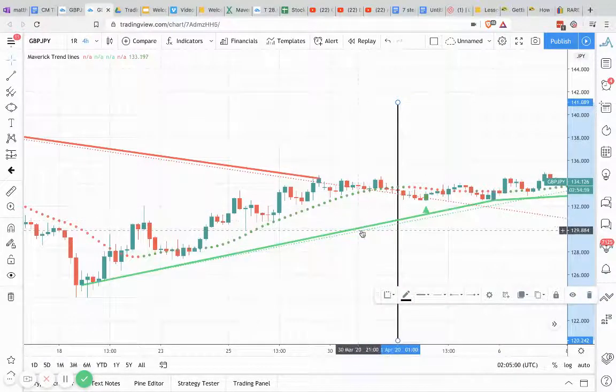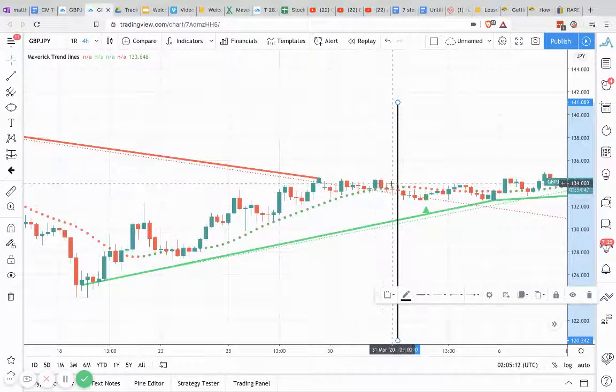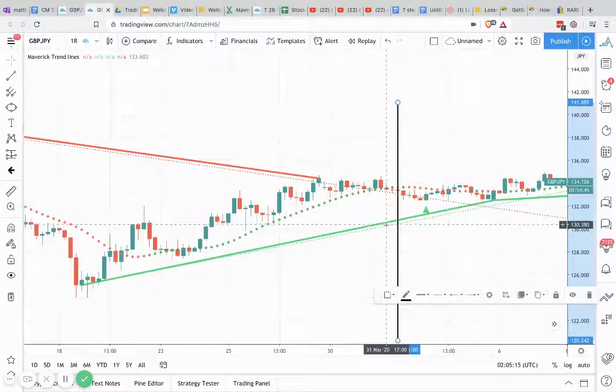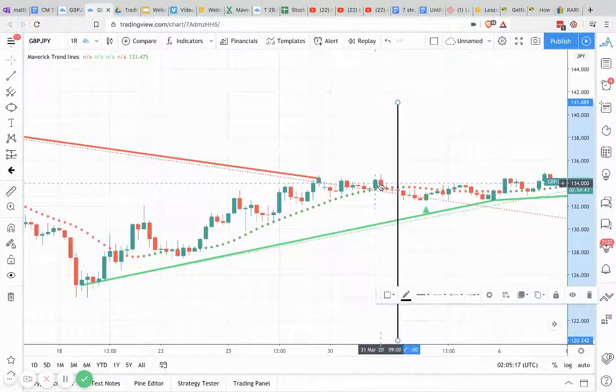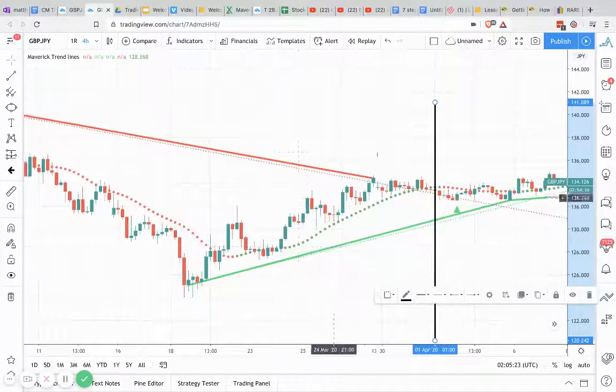So this green trend line at this particular time, and if you look at the date at the bottom, it would be April 1st at 1 o'clock. I would bet that this trend line was maybe connecting to here, and then it was maybe a bit more accurate of a trend line there. So anyway, just kind of an FYI there.